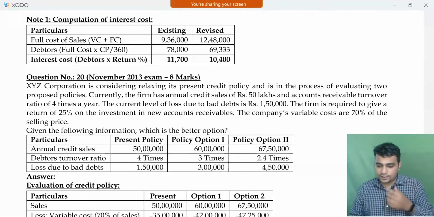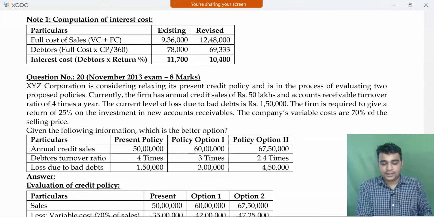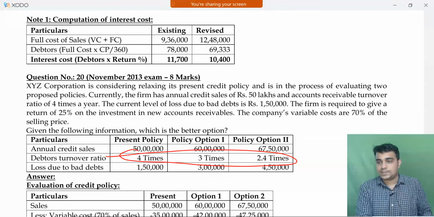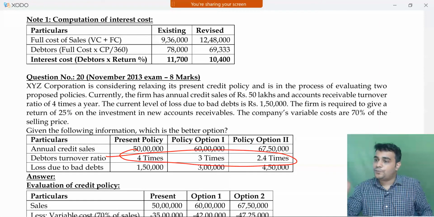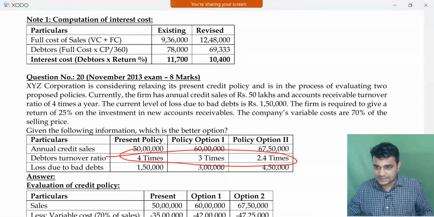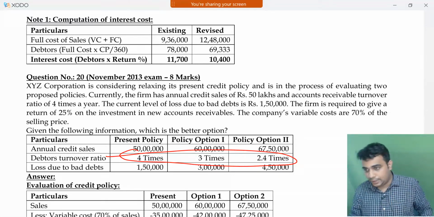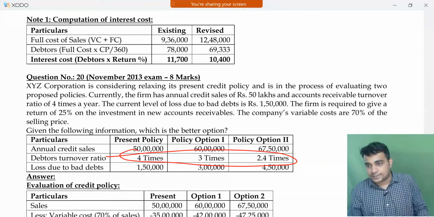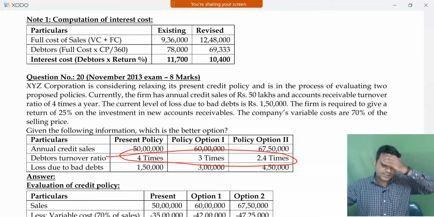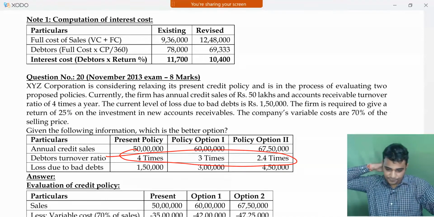Do the next one. The only thing I want to talk about for a minute: if they give you the debtors turnover ratio, listen. If they give you the credit period, you do full cost of sales into credit period by 360 or 365. If they give you the debtors turnover ratio, full cost divided by the debtors turnover ratio will give you the debtors. Please do it. Put it in the same format and get to the answer.